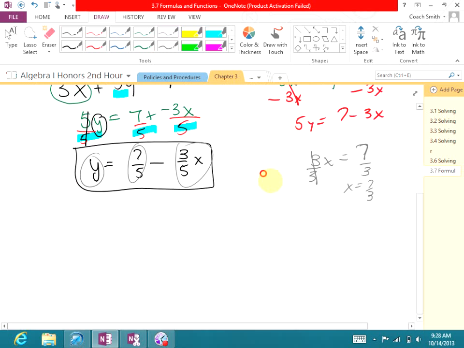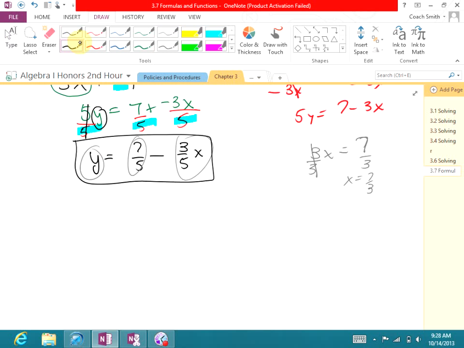Okay? Now, I want you to try this one on your own. 2x equals negative 3y plus 10.